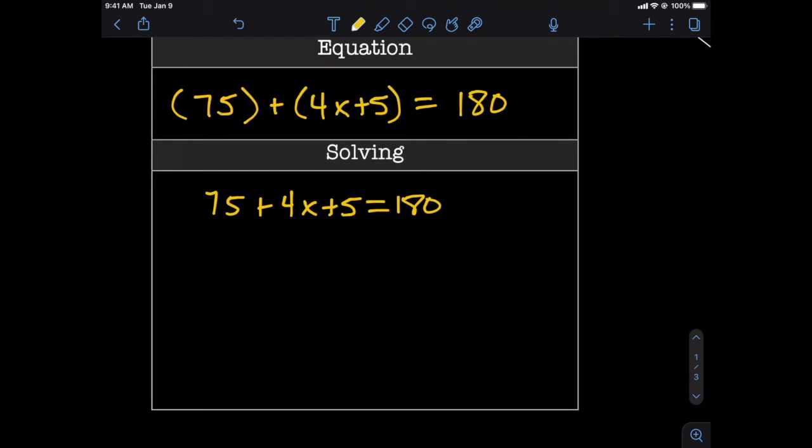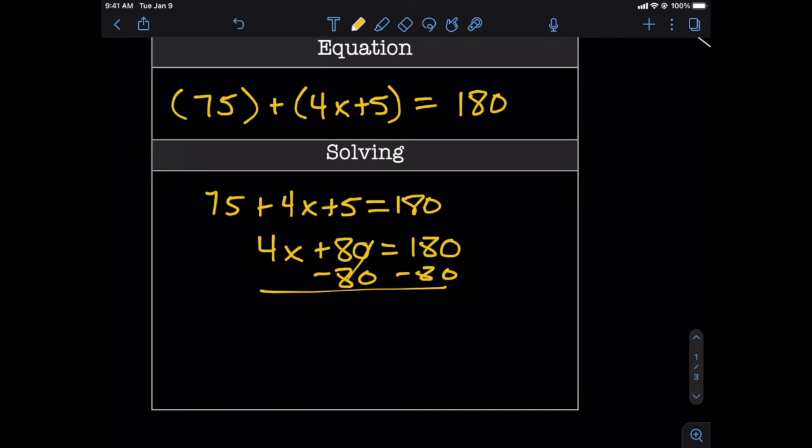I see that I have two numbers here. They're like terms. I can combine them. So I'm going to have 4x, and then 75 + 5 is 80. That still equals 180. Now I have a two-step linear equation. I subtract 80 from both sides to get rid of the 80. That cancels out over here, and we get 4x is equal to 100.